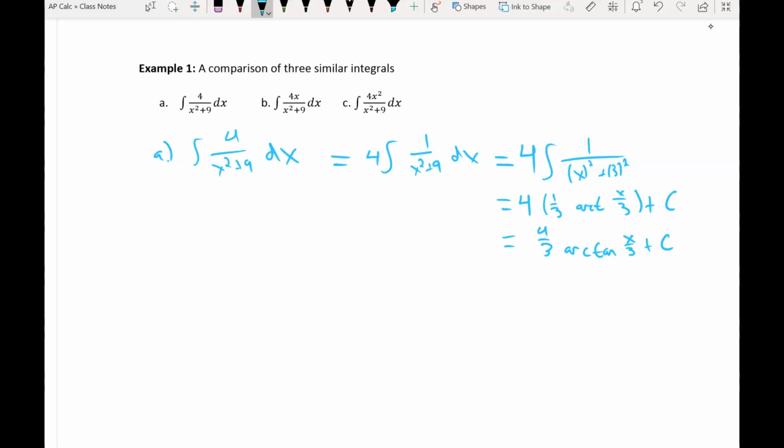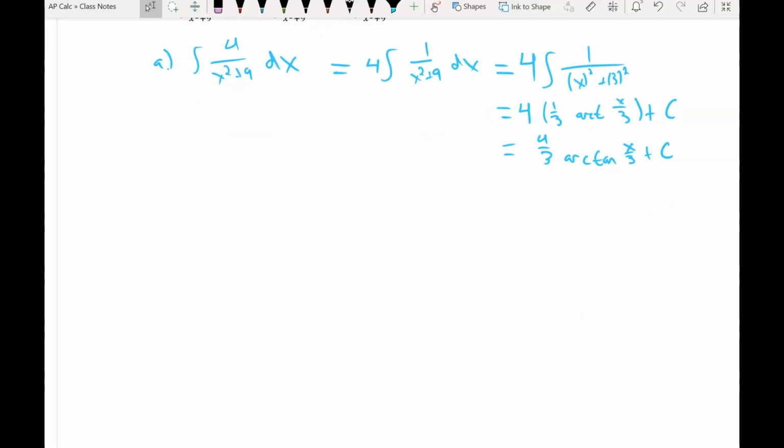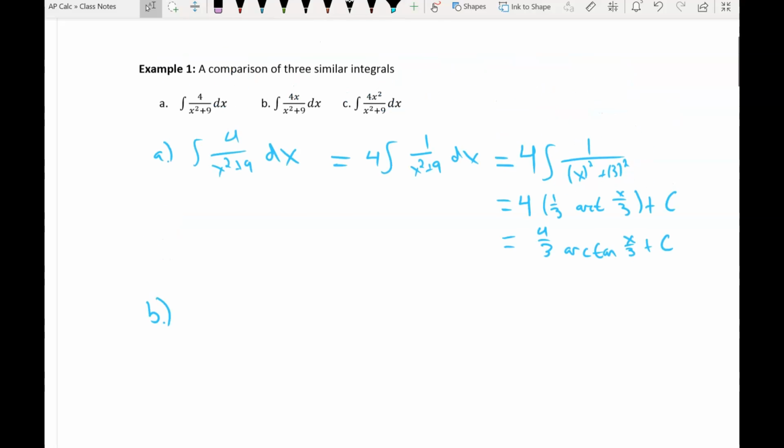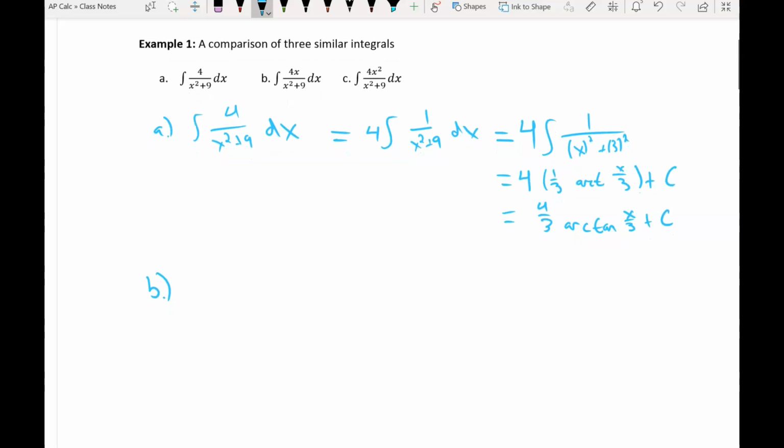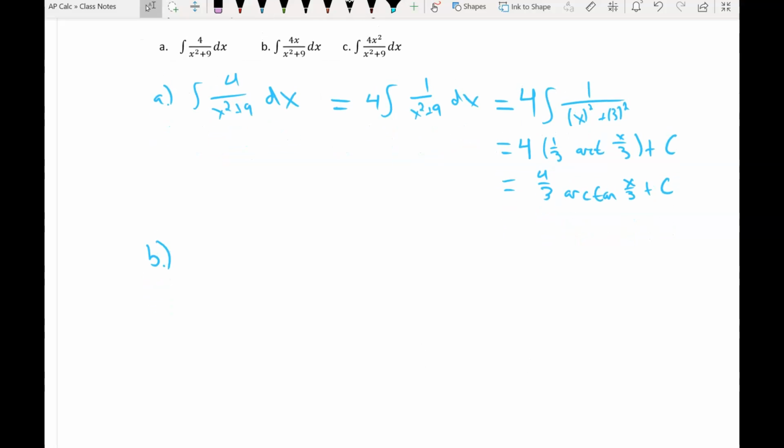Now in this next one, the first one you might have thought was kind of like a natural log rule, but why isn't it? If you look at the denominator, reversing the natural log rule, it's u prime over u, or du over u. Well, if u is x squared plus 9, then du has to be 2x. Basically, we need a linear term in the numerator. And in example B, we have just that. We have the integral of 4x over x squared plus 9 dx.